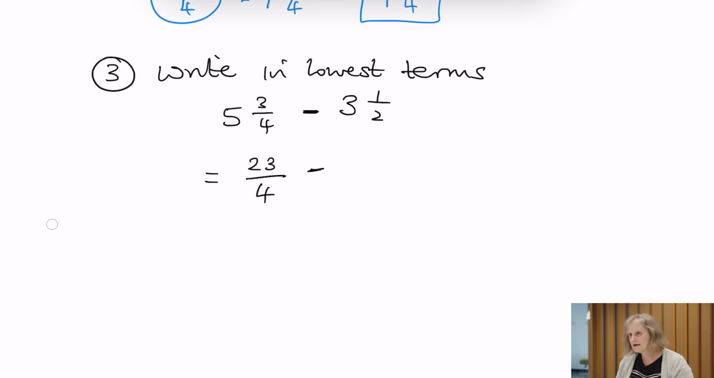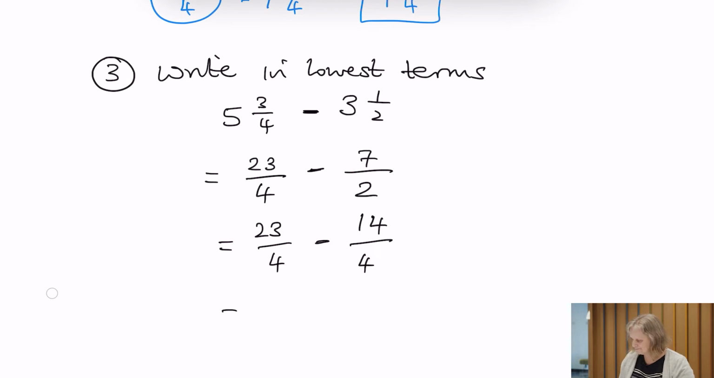Now we're subtracting. The second fraction, 3 times 2 gives us 6, plus 1 gives us 7, and the denominator stays the same. We've already done this in the sense that we know the lowest common denominator is 4, so our first fraction is the same, and we're going to change the second fraction so it has the same denominator 4. We know 2 times 2 gives us 4, so 7 times 2 is going to give us 14.